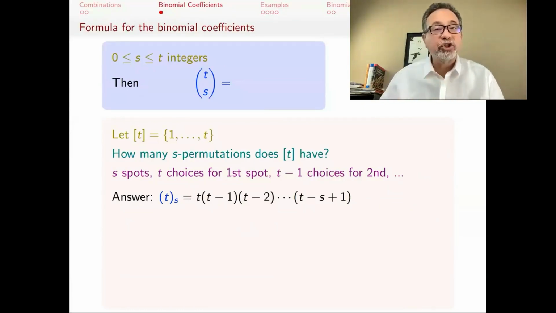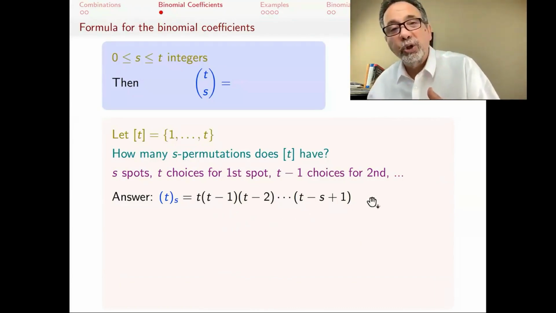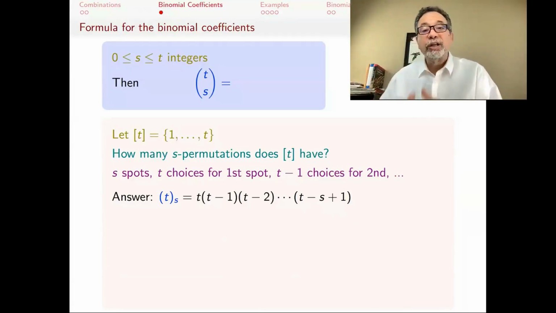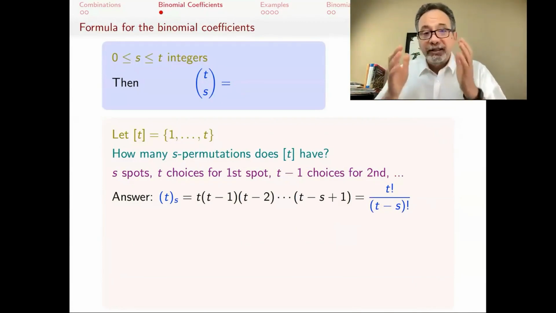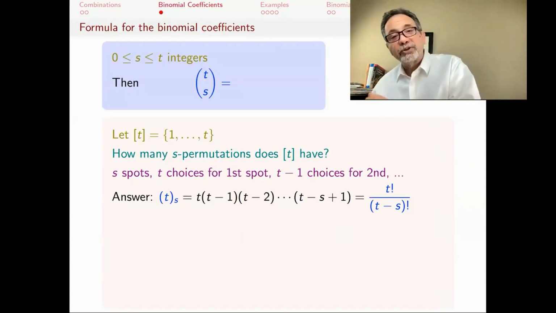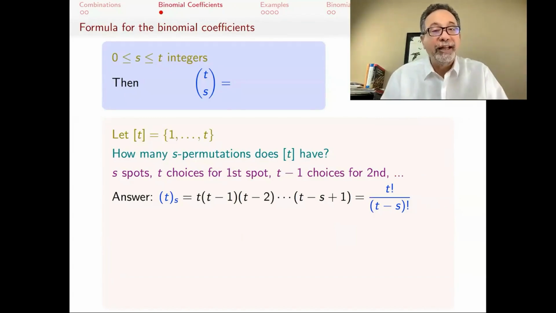We can write this in terms of factorials if you like. We are wishing that this would go all the way down and give us a T factorial. But if we write it as T factorial, then we've added some extra terms that we don't need, and we need to divide by those. The terms that we need to make it T factorial are exactly T minus S factorial, because it's T minus S times T minus S minus 1 times T minus S minus 2 all the way to 1, and that's T minus S factorial. So we answered that question about S permutations.